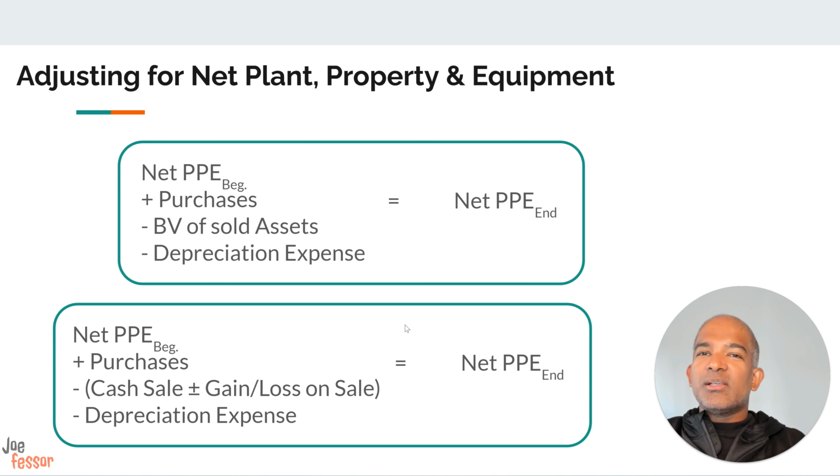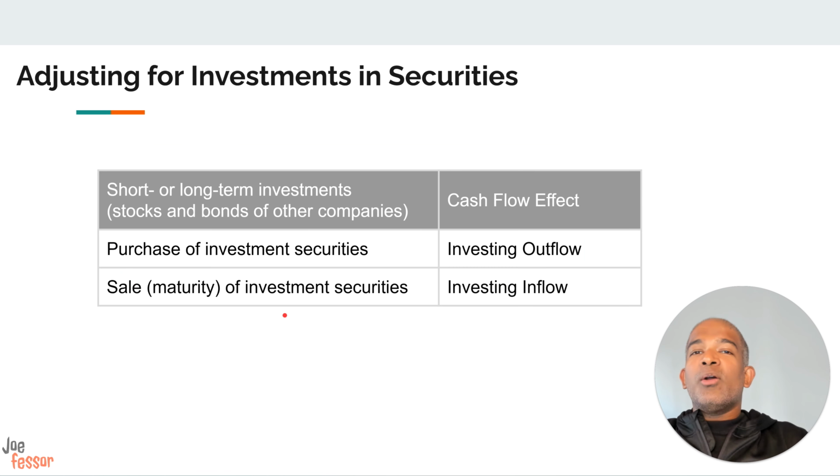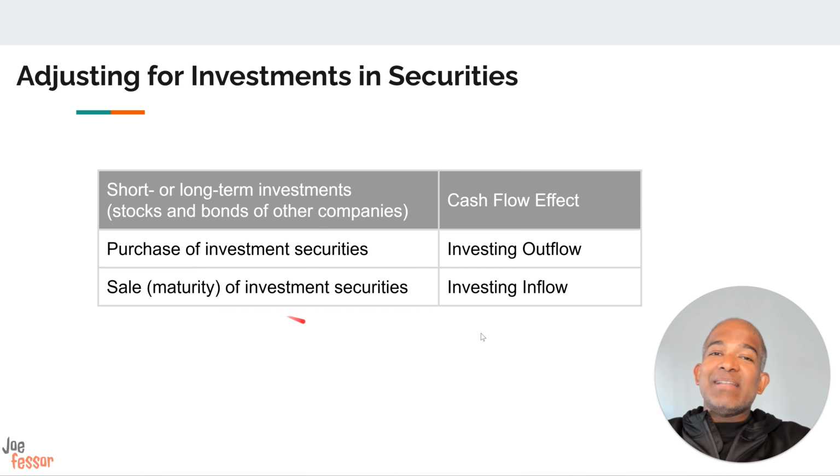The purchases, or outflow, and the cash proceeds from sale, which is the inflow, must be reported separately in the statement. We are finishing the investing activities section by looking at the investments in securities. These investments include both short and long-term stocks and bonds of other companies.